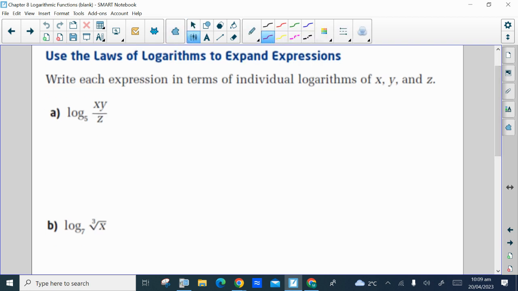So in this case here, the log is with a base of 5, so when we expand these out, all logarithms will have to be base 5 as well. On top, it's x times y, which will be log base 5 of x plus log base 5 of y. When you're multiplying things together in the argument, we use the product law, which is the sum of the individual logs. And because you're dividing by z at the end, that's the quotient law. You're going to subtract log base 5 of z.